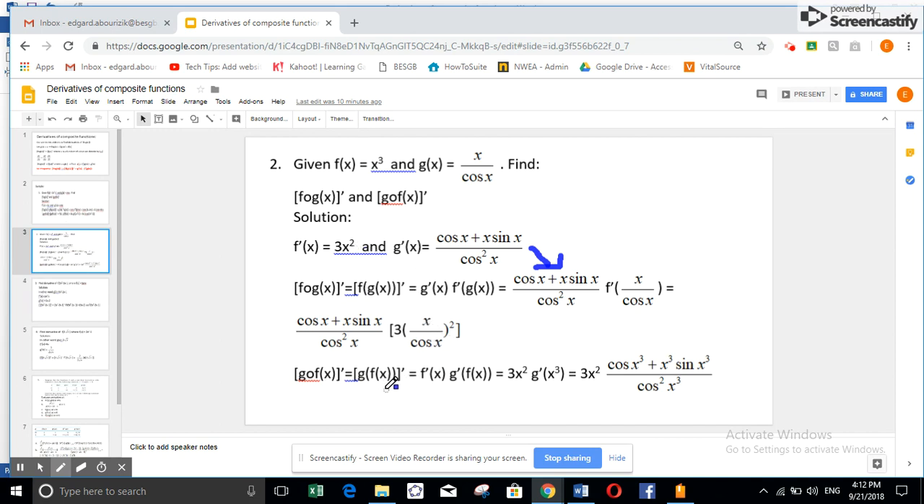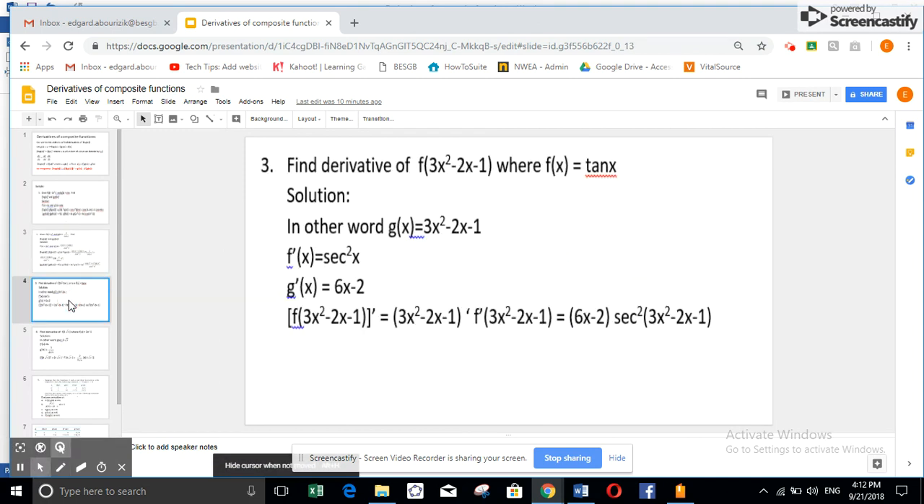And vice versa, g of f of x. It's f prime of x, derivative of inside, times g prime of f of x. F prime of x, we have it, 3x squared. G prime of f of x, this is f of x, x cubed. I go to g prime now, this is g prime. I replace every x here by x cubed. So I get this one.